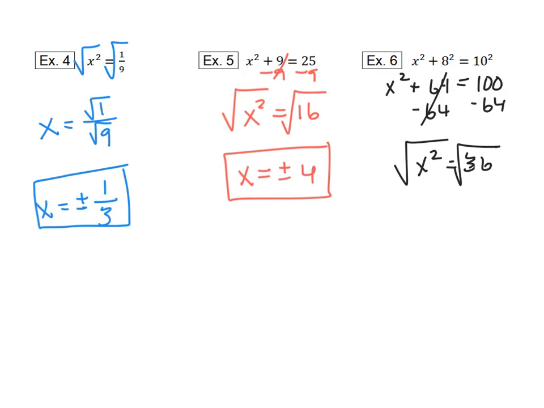Now you can square root both sides. So x equals plus or minus 6.